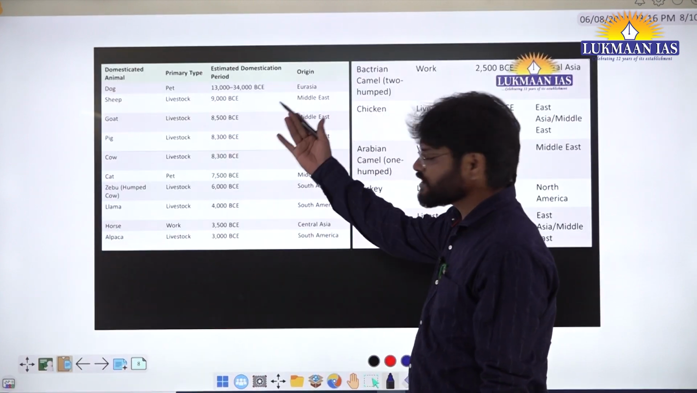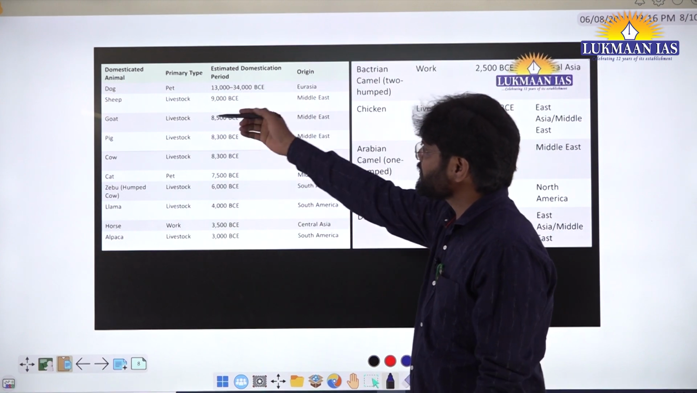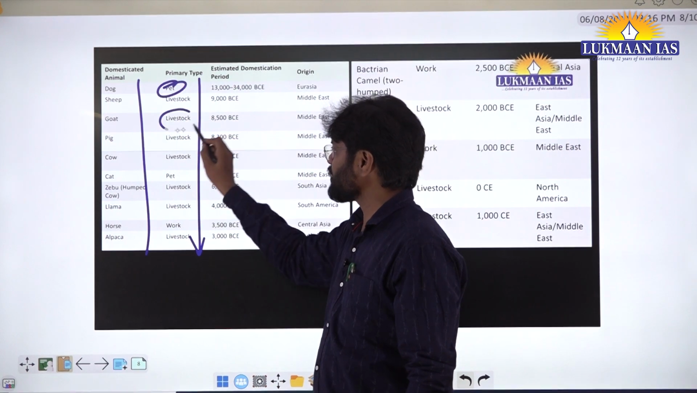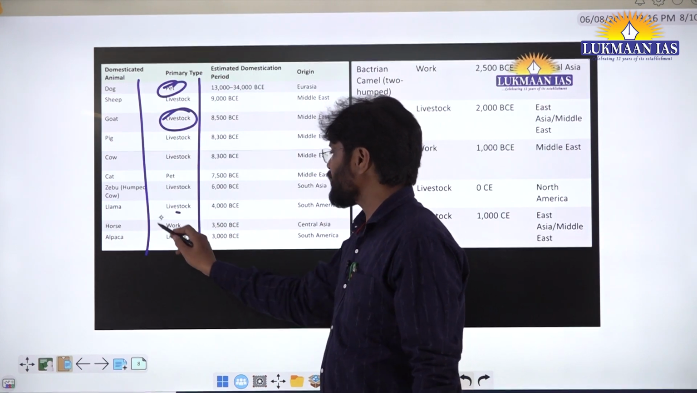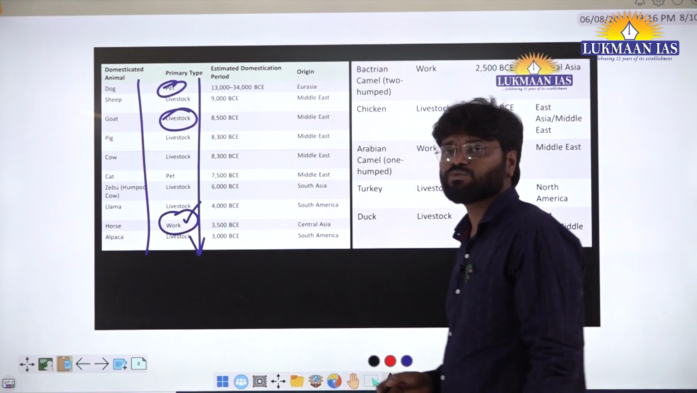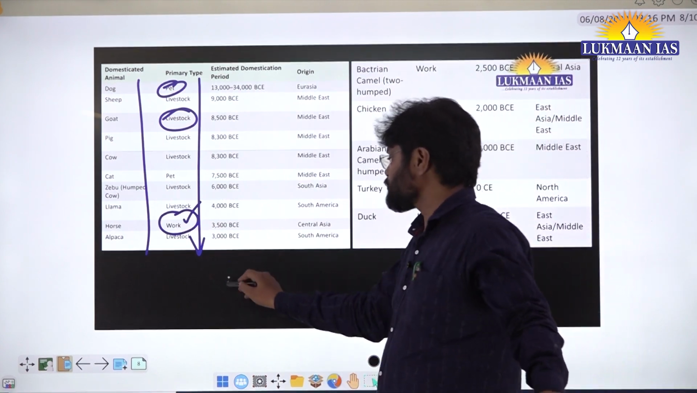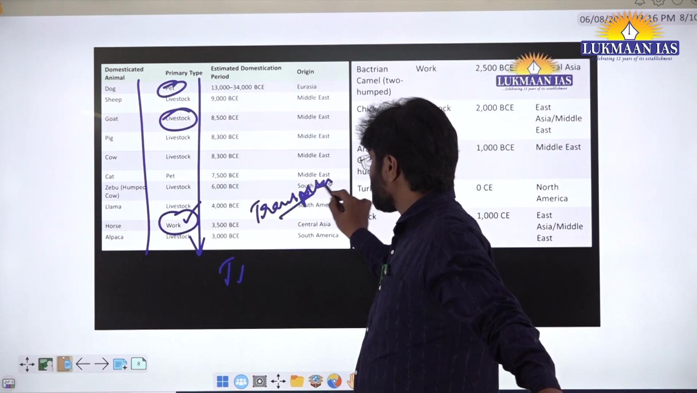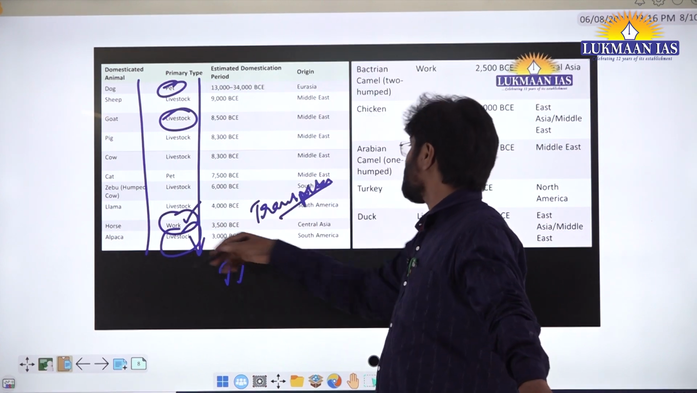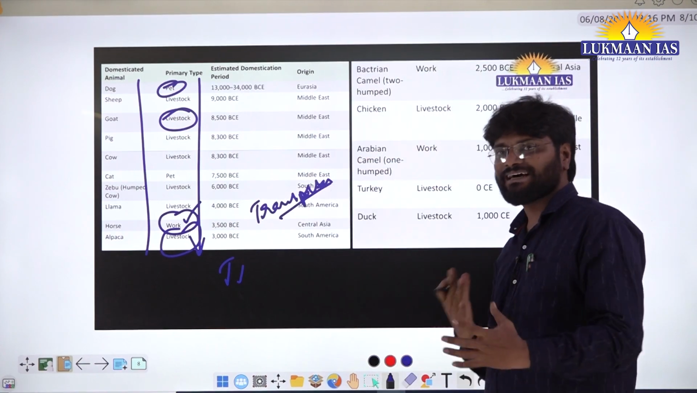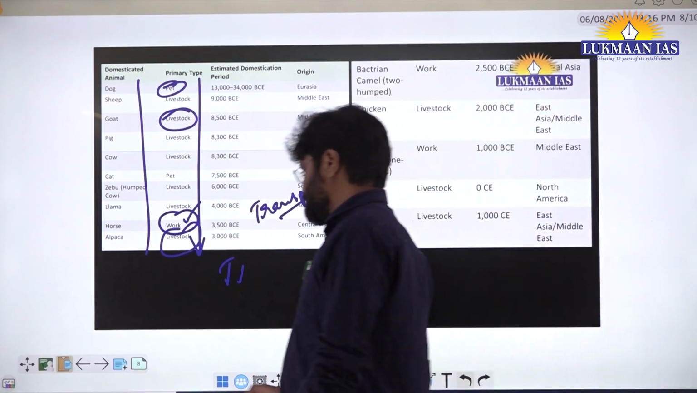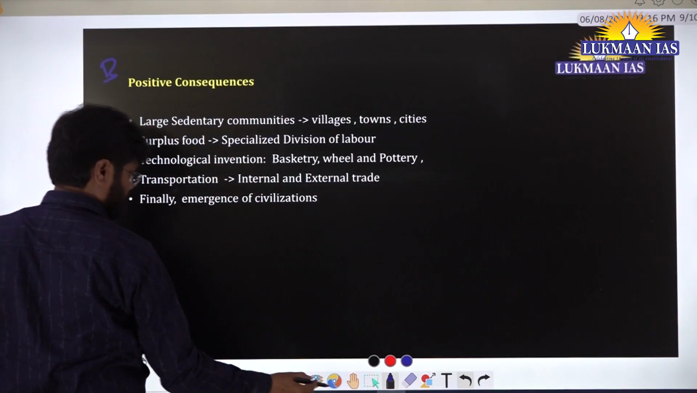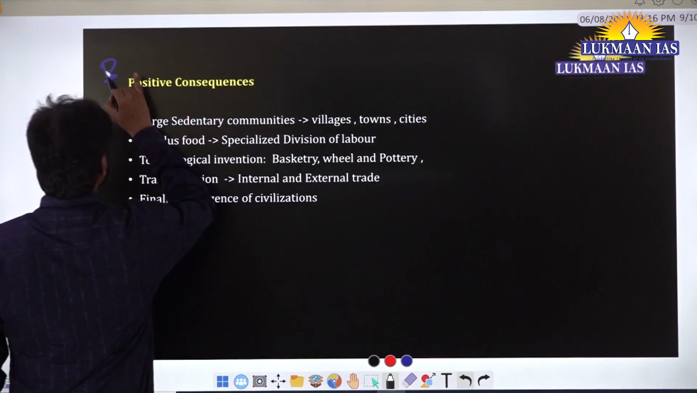Now, I gave all the animals and the purpose of their domestication. Some are pets, some are for livestock purpose, some are for work purpose. If you observe, the horse was domesticated for the purpose of transportation. The alpaca is livestock. So the animals were for work purpose, livestock purpose, and pet purpose, which we will see. Next, now the body of the question.